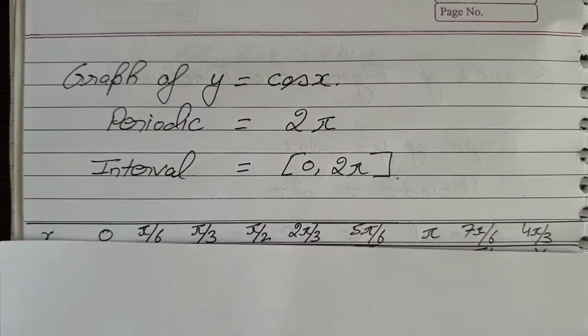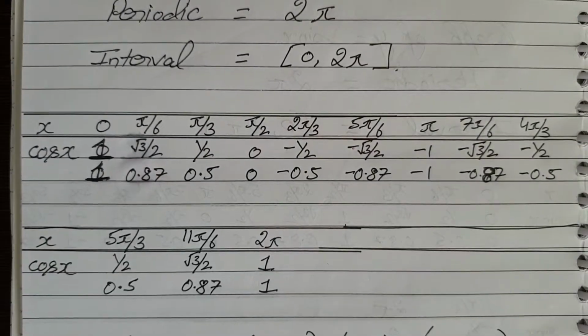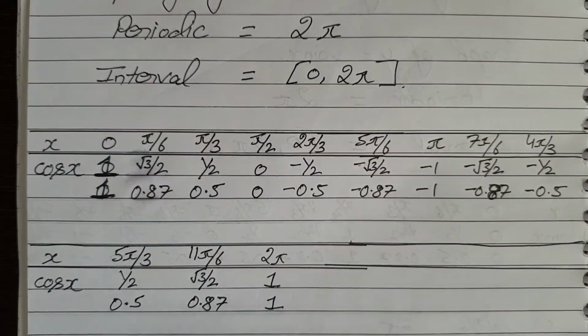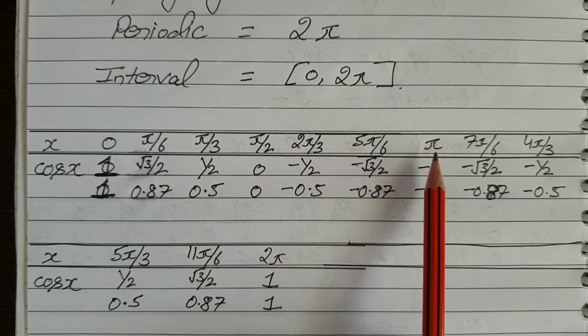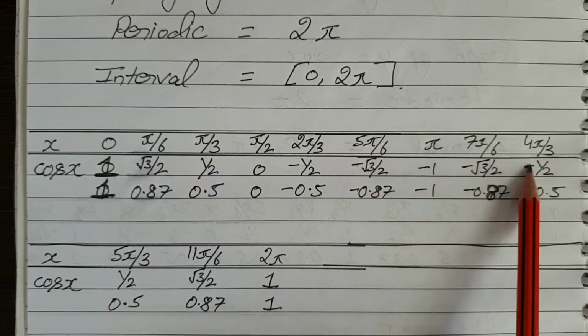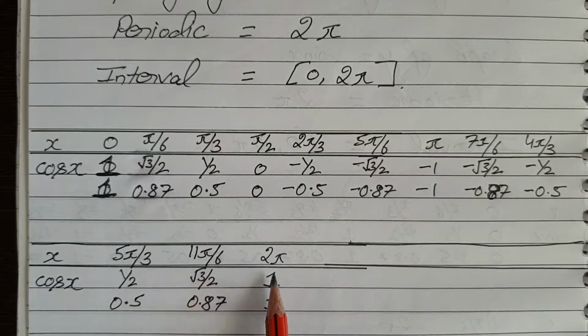So, first of all, again we have to draw the table. You can see the table. So this is 0, pi by 6, pi by 3, pi by 2, 2 pi by 3, 5 pi by 6, pi, 7 pi by 6, 4 pi by 3, 5 pi by 3, 11 pi by 6 and 2 pi.